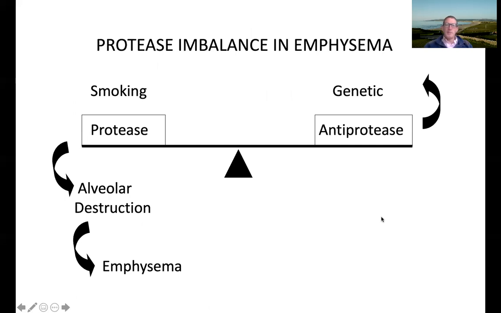There is a protease imbalance in emphysema. Again, it's the seed in the soil here. You have a genetic anti-protease protection. Some people have got more than others. Some people are born with genetic no anti-protease, what's known as alpha-1 antitrypsin deficiency. Then in combination with smoking, that would tip the balance towards breaking down alveolar walls, alveolar destruction, emphysema, and impaired gas exchange.